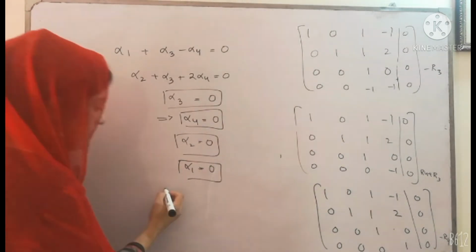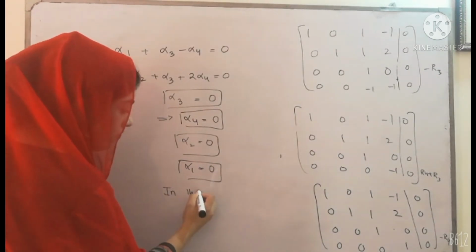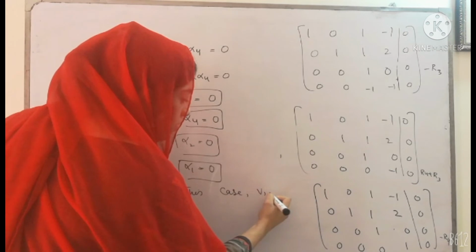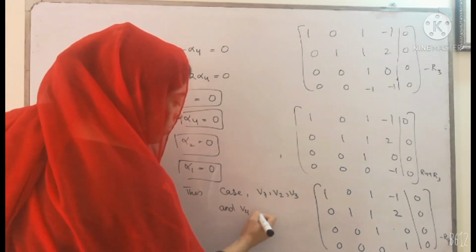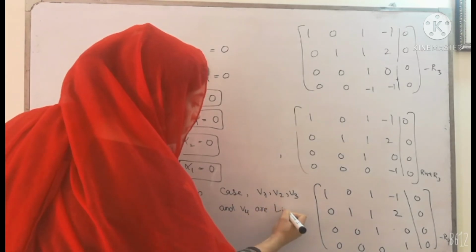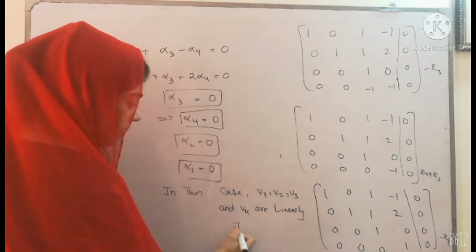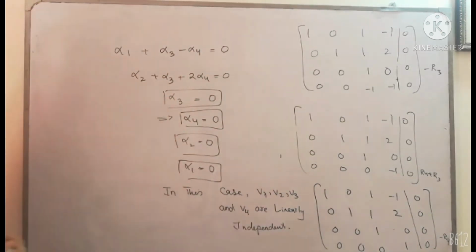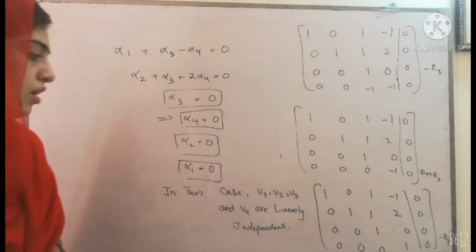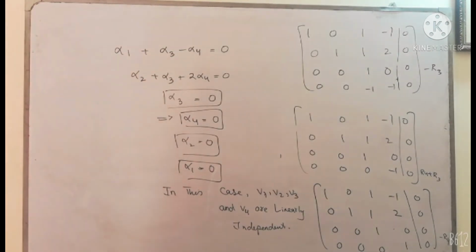So in this case v1, v2, v3 and v4 are linearly independent. In the next question I will show you the case of a linearly dependent solution.